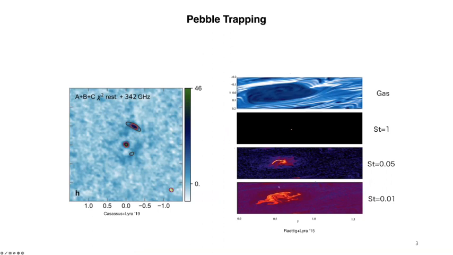This is a simulation here by Natalie Rettig, Hubert, and myself, where you see a vortex in the gas phase. And as you put grains of different Stokes number, as you decrease the Stokes number, the grain concentration goes from very concentrated to more extended. Precisely what you see here with the ALMA, the smaller grains, and with the VLA, the bigger ones. All right.